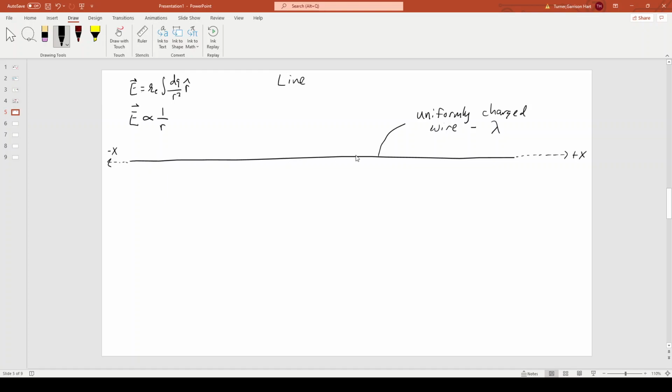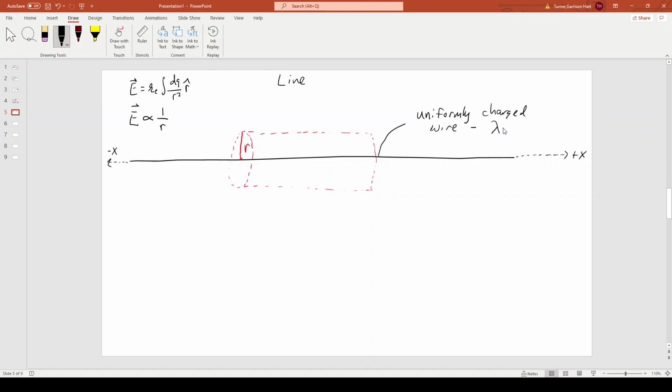Now, this is a thin wire. So what kind of symmetry is going to be the appropriate symmetry for this? Well, if I want to enclose this with a Gaussian surface, the natural thing to do is to enclose it with a cylinder and let the cylinder have its central axis along the wire. I'm also going to let my cylinder have a radius r.